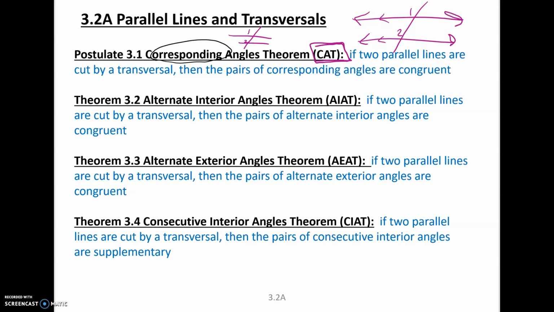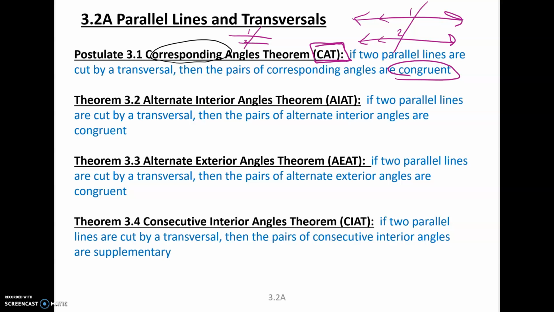Yes, this does mean that we will be doing proofs in this chapter again. It is not as proof heavy, but it still does have quite a few proofs in it. Okay, so corresponding angles are congruent.